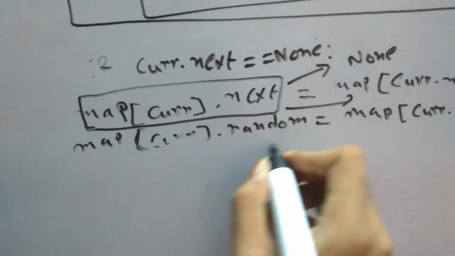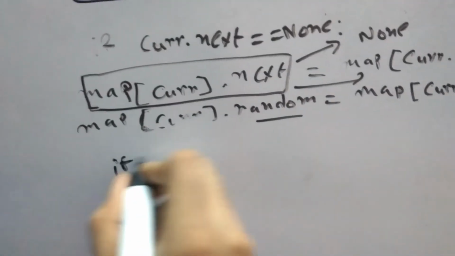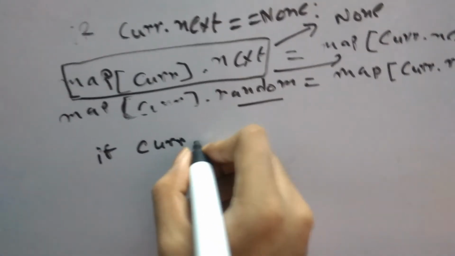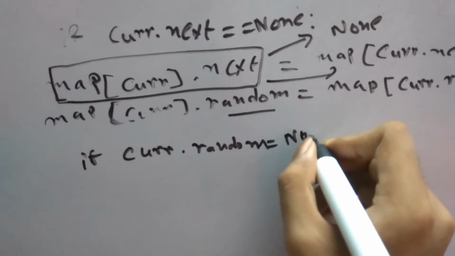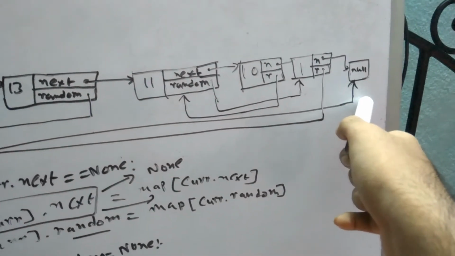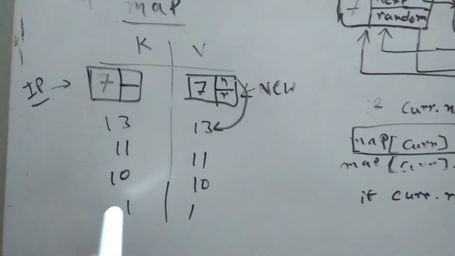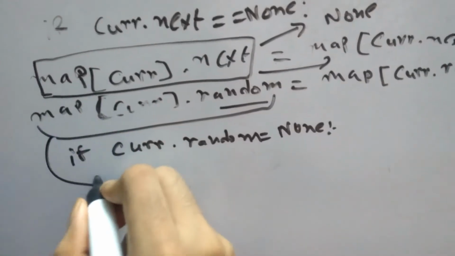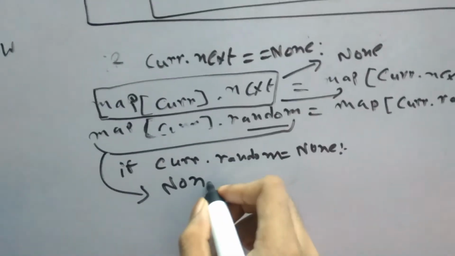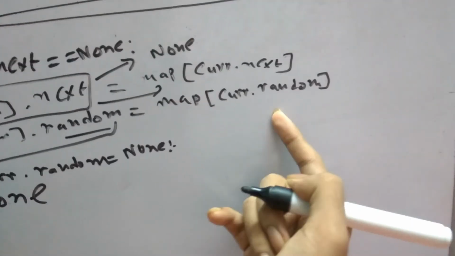Same thing we have to check for random also. If current dot random is equal to none. So current dot random is none for this case. Over here we can see 7 dot random is null or none. So we have no node over here, so we have to make this thing none, or else it would be map of current dot random. So this is the gist of our solution, which is approach 1.